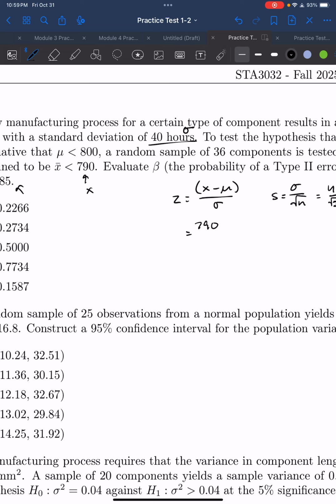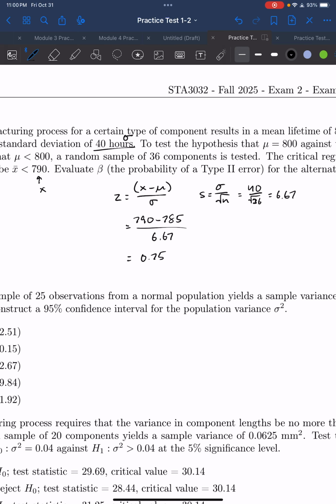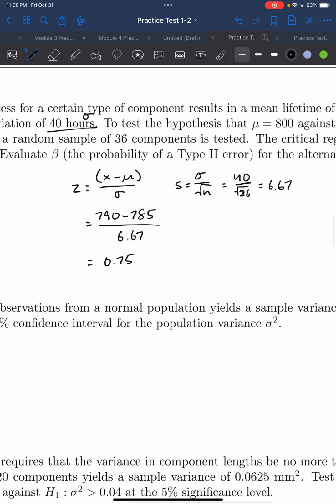And so we can just plug that in. So we have 790 minus 785, and we divide it by 6.67. And then if we calculate that, so that's 5 divided by 6.67. So that is around 0.75. Now that we have our z-score, we can calculate our type 2 error.